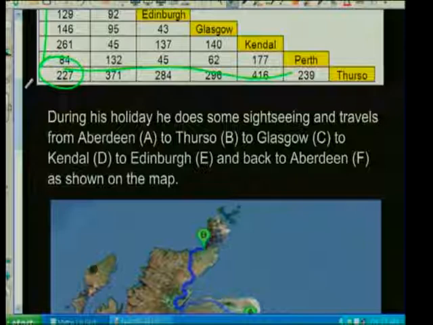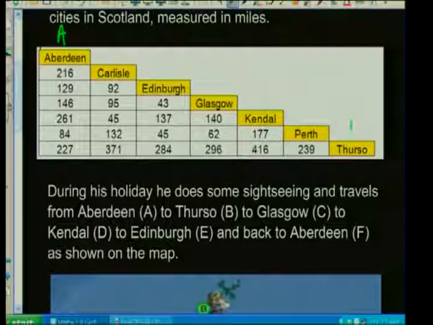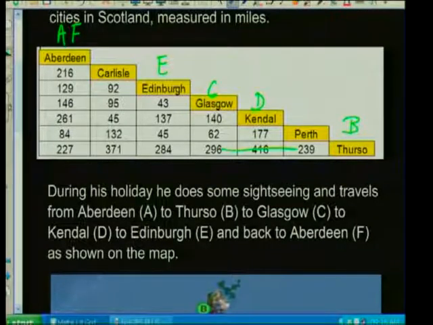So we've got 227. Where's B to C? So B, there's B. So maybe we should label this. Let's label this like this. We've got A is Aberdeen. We've got B there. We've got C is Glasgow. D is Kendal. E is Edinburgh. And F is Aberdeen again. So let's now do B to C. So we're going from B to C, 296 miles.